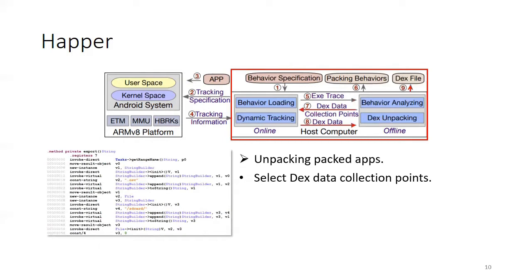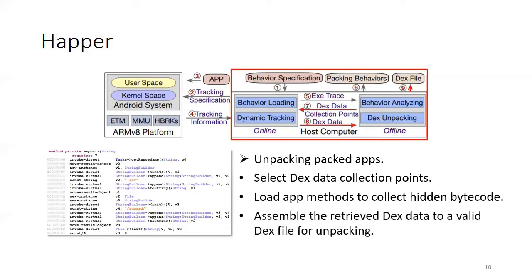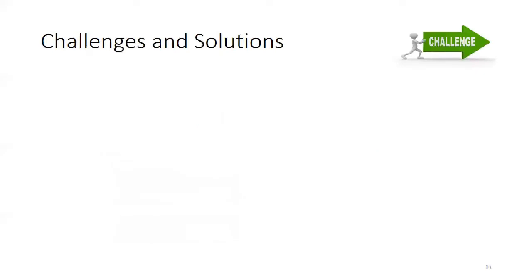It is worth noting that, in some cases, packers just release hidden bytecode of app methods when they are loaded to Android runtime. To make packers release all these hidden bytecode at certain text data collection points, we insert additional instructions and force Android runtime to execute these instructions to load every app method, for collecting all the hidden bytecode for effectively unpacking packed apps. After retrieving all the hidden bytecode, the host computer assembles the retrieved text data into a valid text file for unpacking. To implement Happer, we tackle several technical challenges.